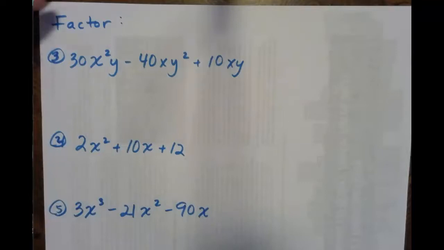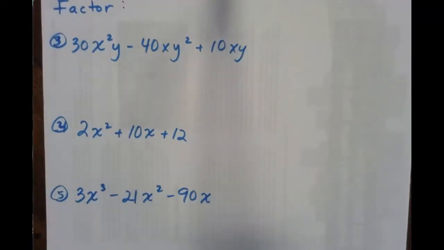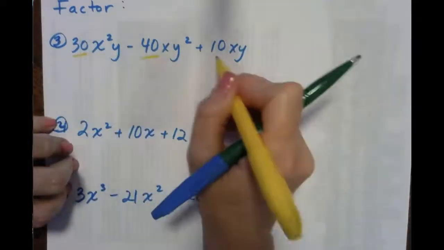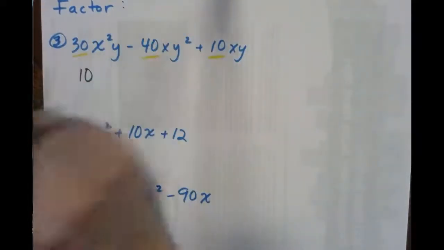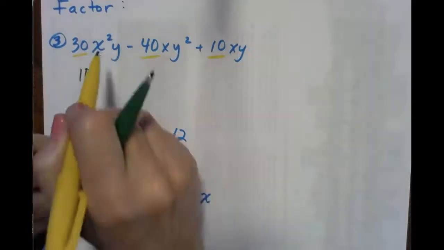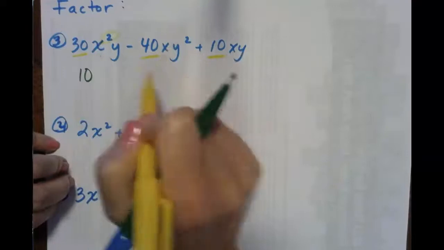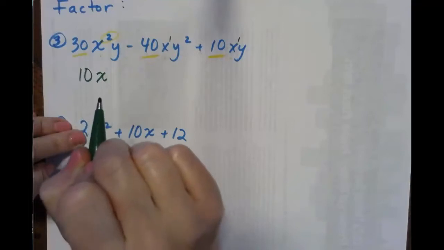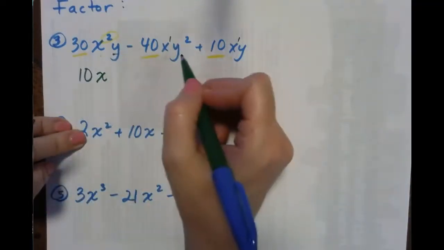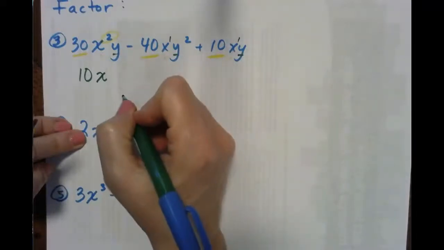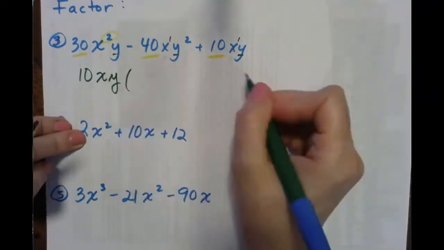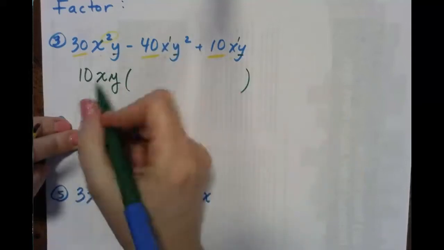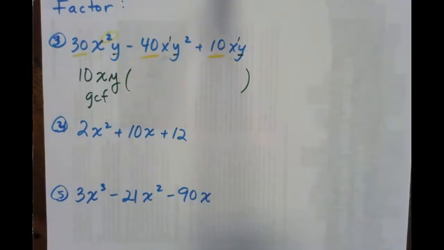There's 1 and 2. 3, 4, and 5, we were factoring. So in number 3, we are going to start by taking out the greatest common factor. So 30, 40, and 10, all divisible by 10. So we can take a 10 out of each one of them. X squared, x, and x. We can take an x out because there is at least one power of x in each term. Y squared, and y. There is at least one power of y in each term. So this is what we're taking out. It is the GCF. This is what we did in our homework.